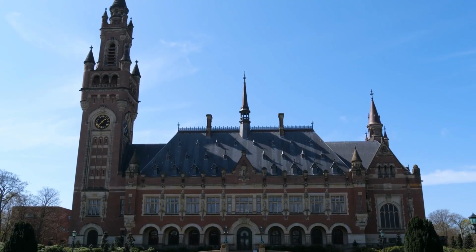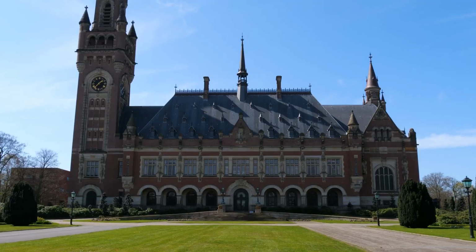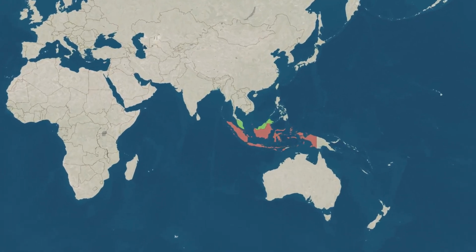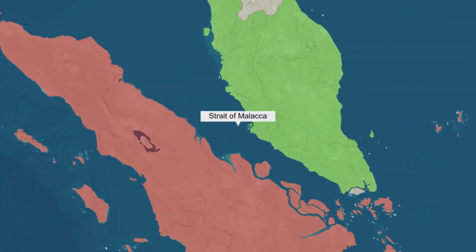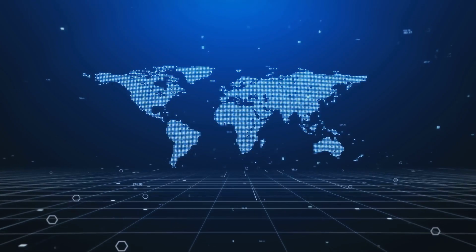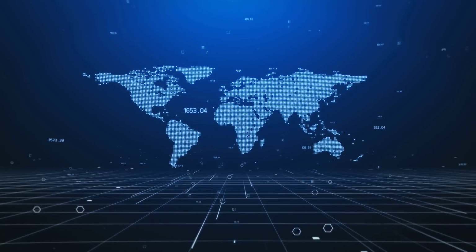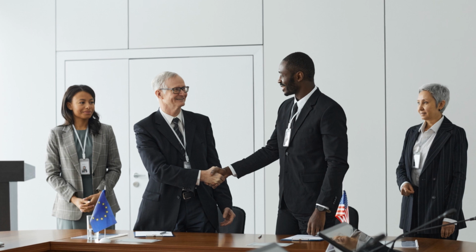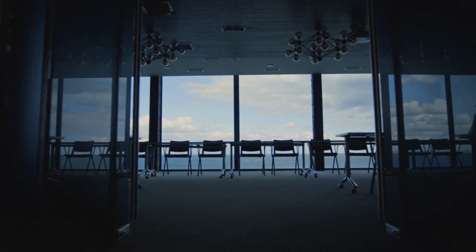The World Court, formerly known as the International Court of Justice, settles disputes between states and provides international legal opinions. For instance, it ruled on the legal status of territories in a case involving Indonesia and Malaysia, underlining its role in peaceful conflict resolution. Meanwhile, the World Trade Organization regulates trade between nations, ensuring that trade flows as smoothly and predictably as possible. Through its dispute resolution mechanism, countries can resolve trade conflicts without resorting to hostile measures.